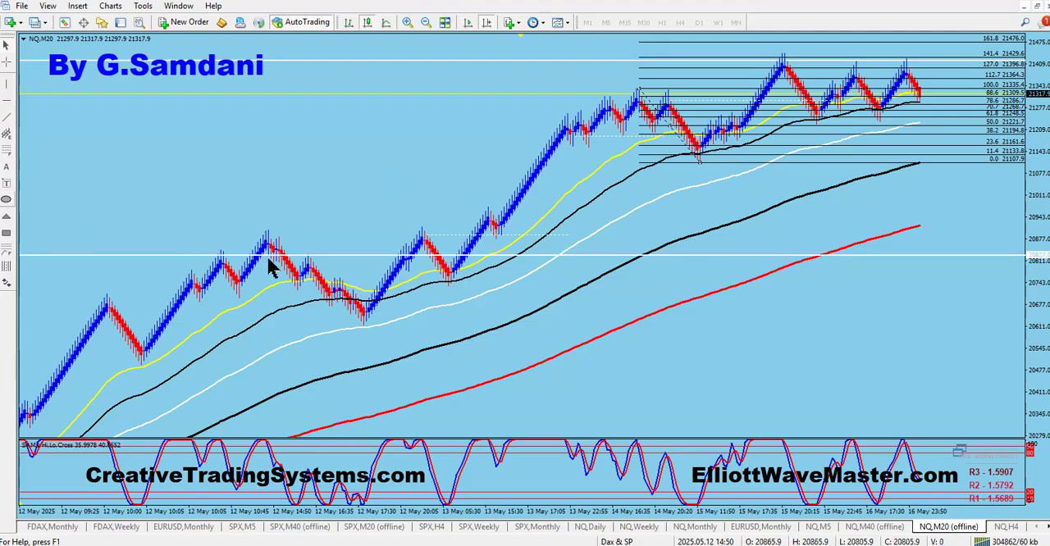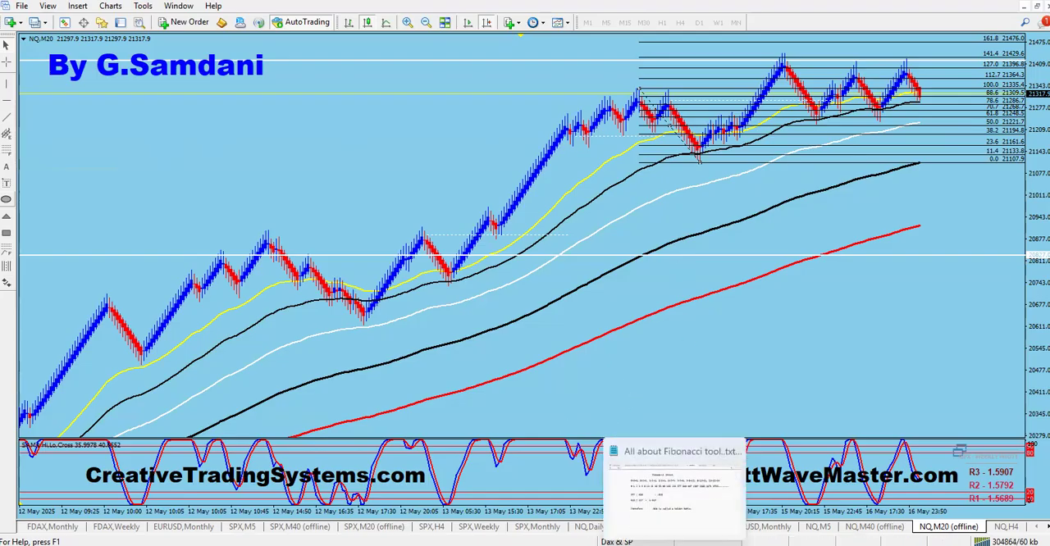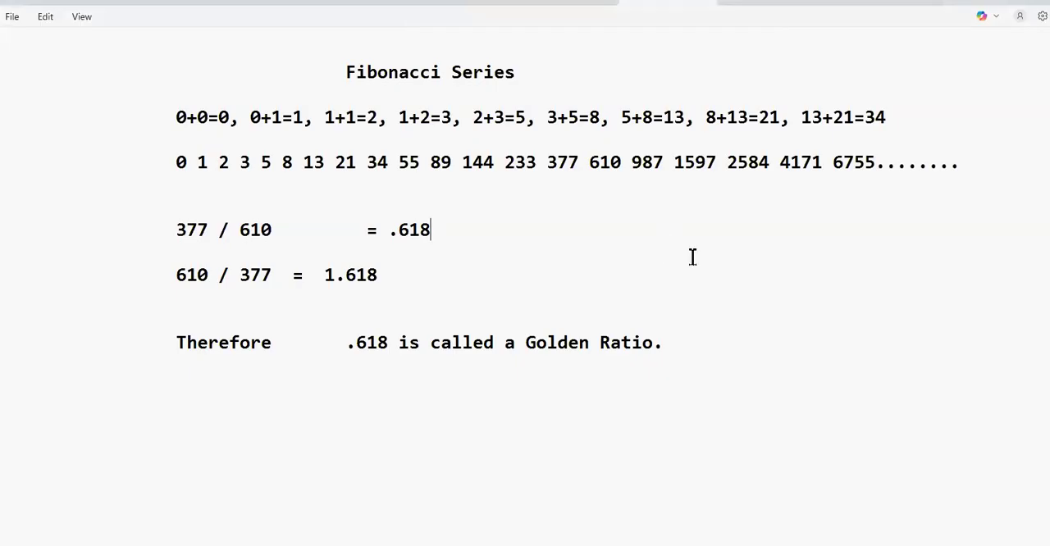Another tool is called expansion, and that is only used for targets and in Elliott wave, when you do the Elliott wave calculation, right? But what about all these numbers, where do they come from? A lot of people are asking, so I said, let me show a little bit in this video. Let me show you first that this is called the Fibonacci series.